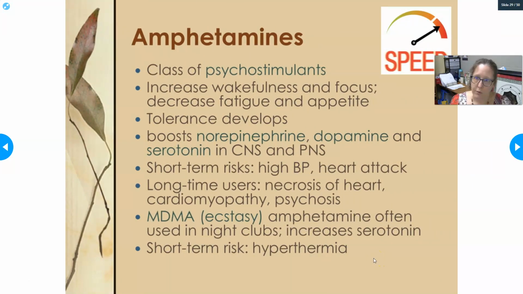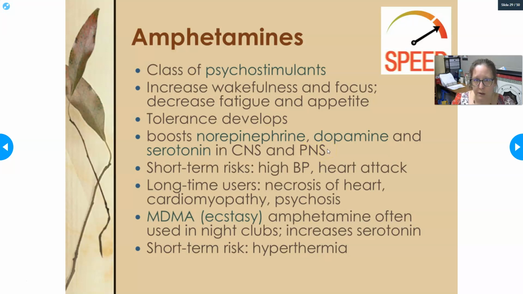So first we'll start with amphetamines. They are a class of psychostimulants. They increase wakefulness and focus and decrease fatigue and appetite. Users can develop tolerance. They work by boosting norepinephrine, dopamine, and serotonin, which then has these effects again of wakefulness and focus in the central nervous system, so your brain and spinal cord, and in the peripheral nervous system.